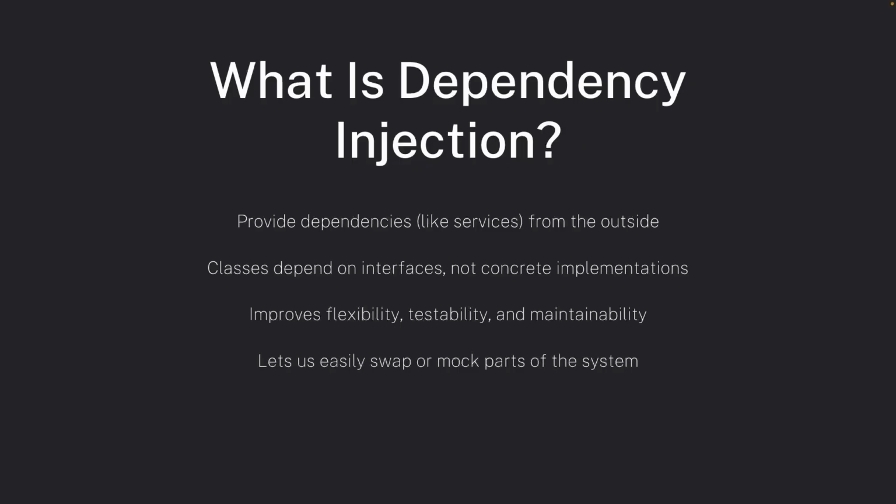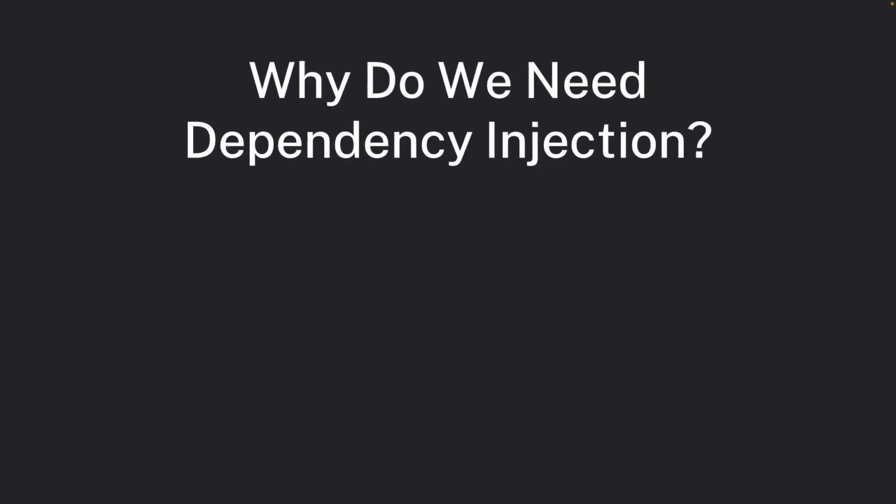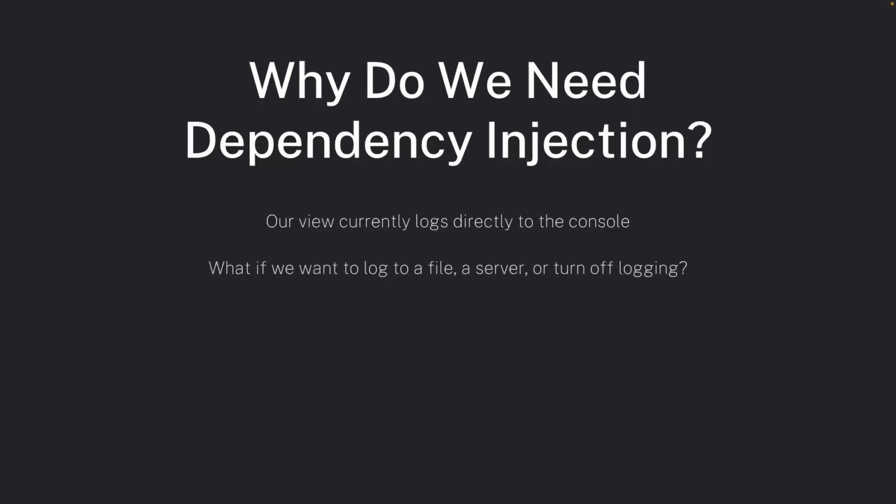As an example, right now our view directly logs movie details to the console. But what if tomorrow we want to log to a file, send logs to a server, or even turn off logging entirely? Hard-coding this logic makes our system rigid and harder to maintain. We need a flexible solution, and that's where dependency injection comes in.